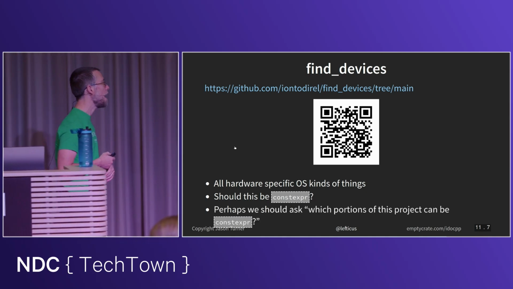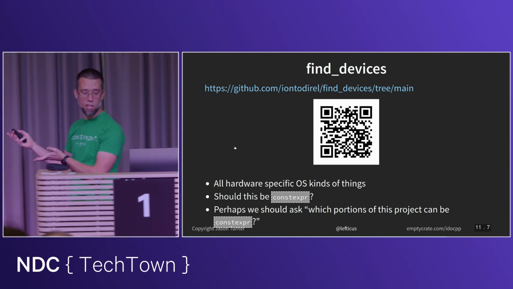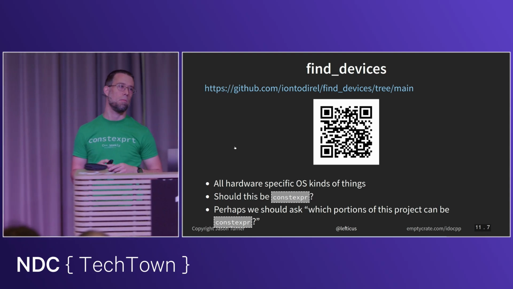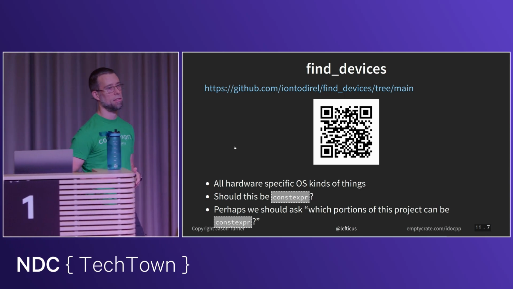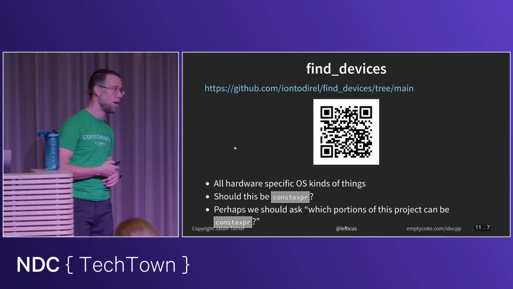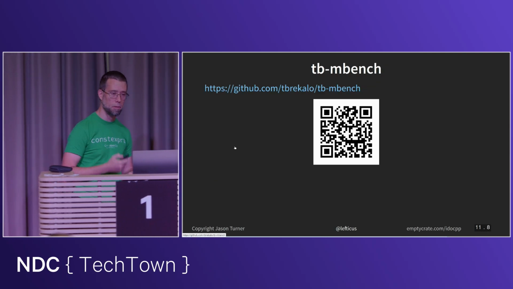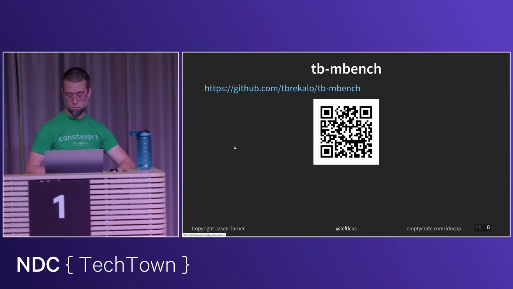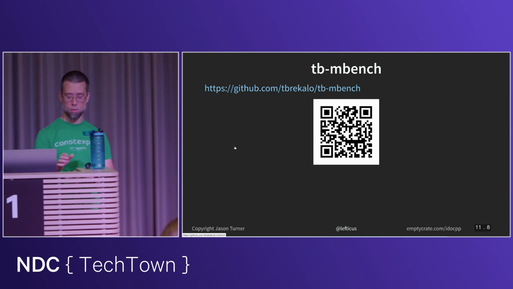So this is where I ask, maybe if this is the kind of project you're working on, you should ask what portion of this project actually can be Constexpr. To think that your entire project can be Constexpr is probably unrealistic for most problem domains, but considerable portions of things can be. 9 minutes and 55 seconds. Let's see what the next one is.